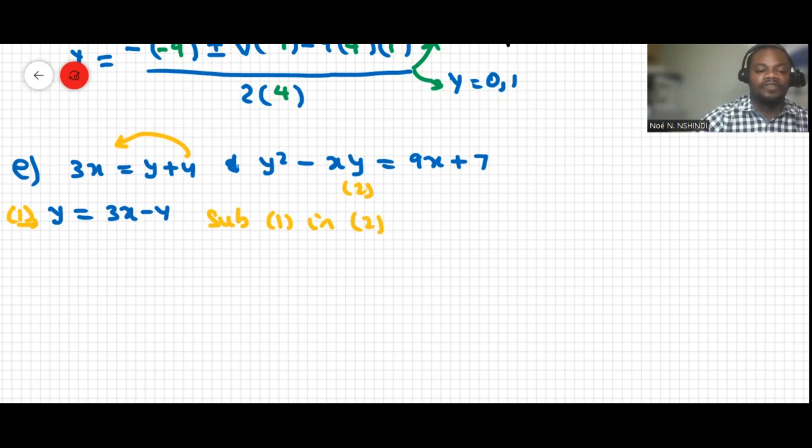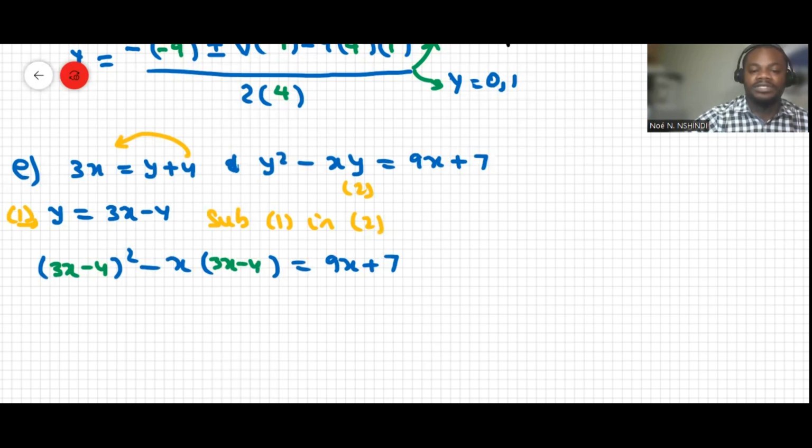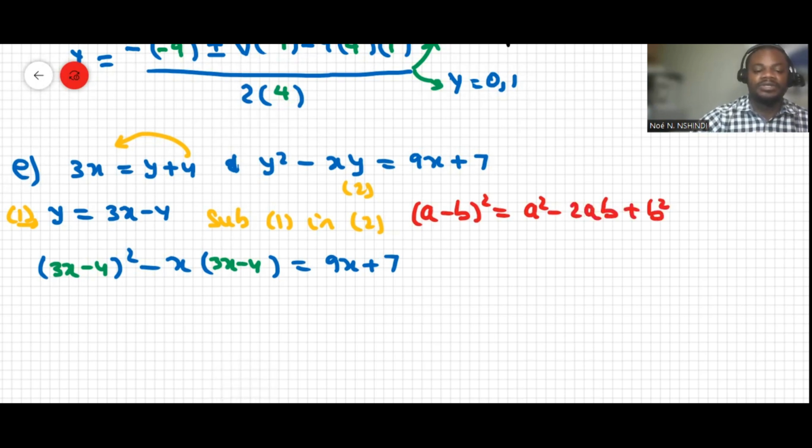So instead of writing y squared minus xy equal to 9x plus 7, I'll sub in 3x minus 4 and then 3x minus 4. Now over there, I'll apply that property. I said a minus b squared is just a squared minus 2ab plus b squared, algebraic expressions. So applying that property is going to be like 9x squared minus 2 times 3x times 4 plus 4 squared, which is 16.